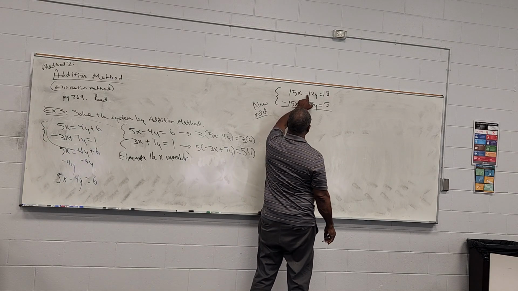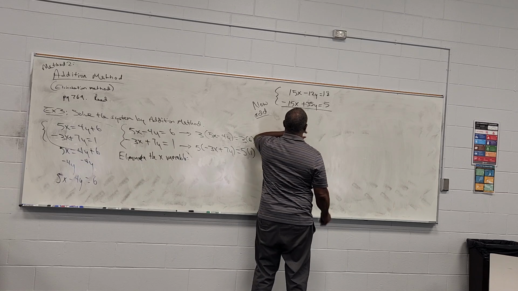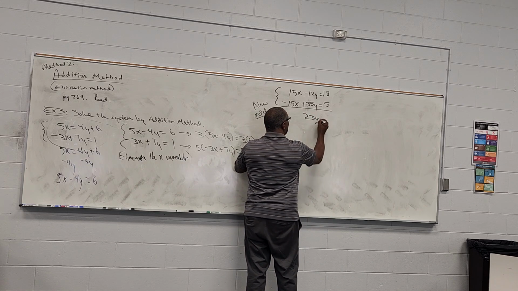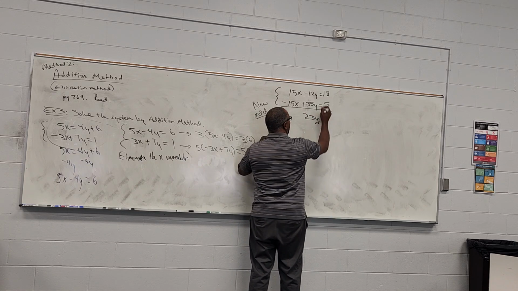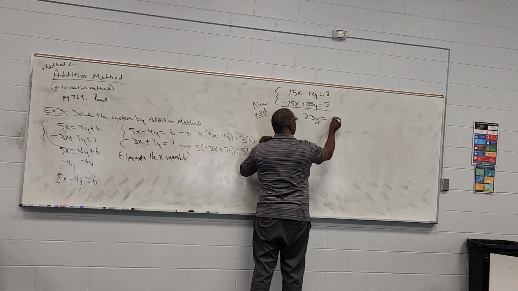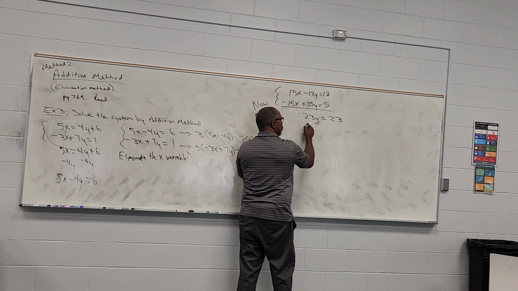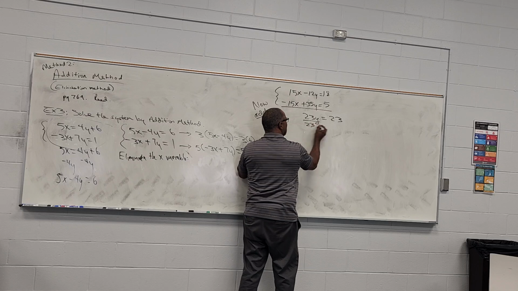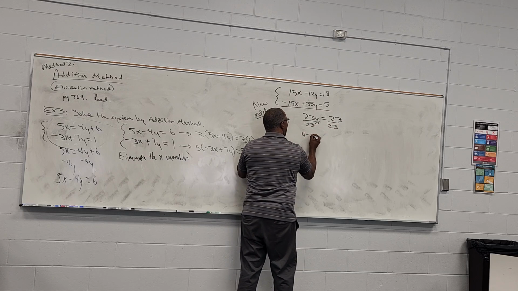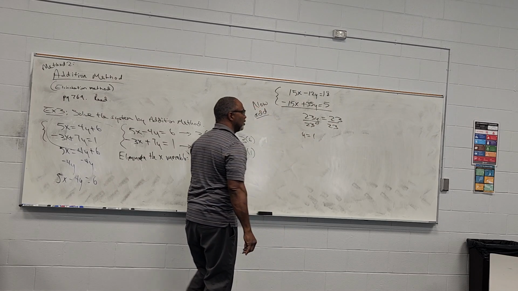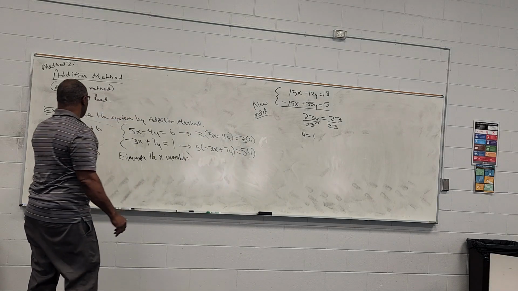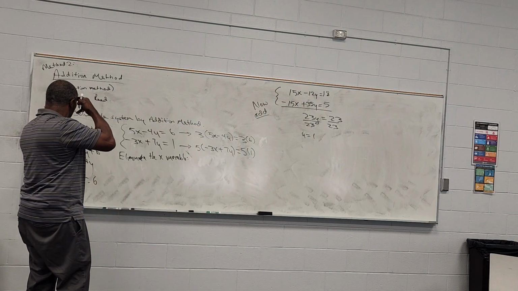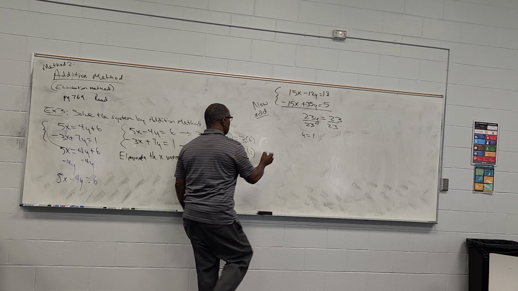Add the y coordinates. Negative 12y plus 35y is 23y. Add, so the equal sign comes down. 18 plus 5 is 23. 23y equals 23. Divide both sides by 23. Y is 1. Once you get one of the two variables, you can use either one of these two equations to find the other. So I'm going to use this one.